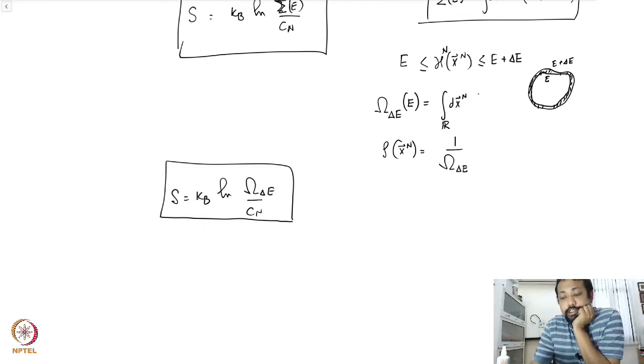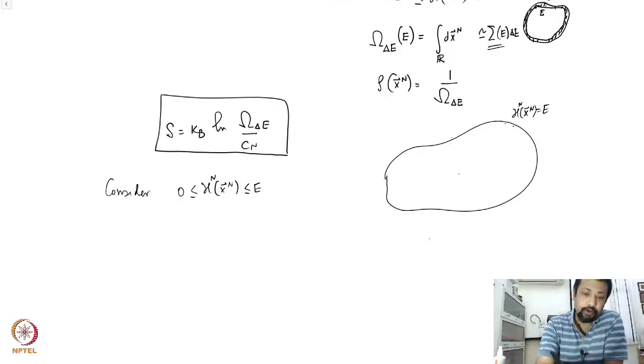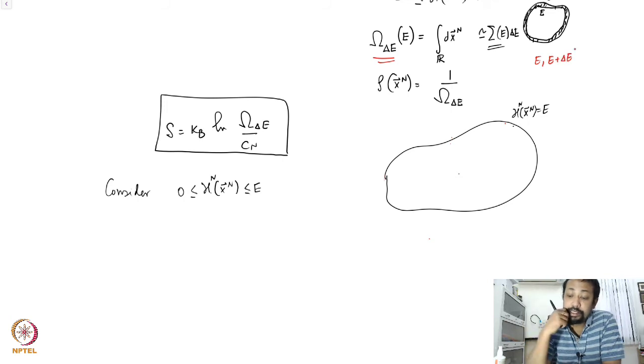If your delta E is small enough, this can be approximated by sigma E delta E, right? Not otherwise. We shall also remove this restriction on delta E. So now that we have replaced sigma by E, by the volume which is contained within this shell of energy E and E plus delta E, even this volume is also very difficult to calculate.